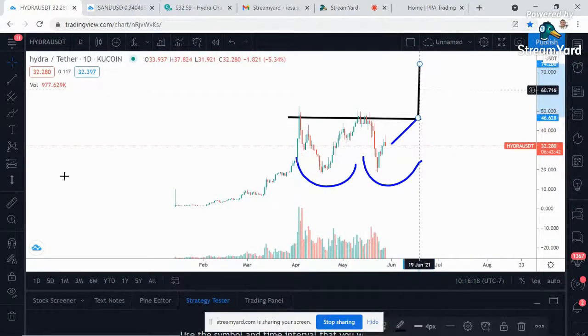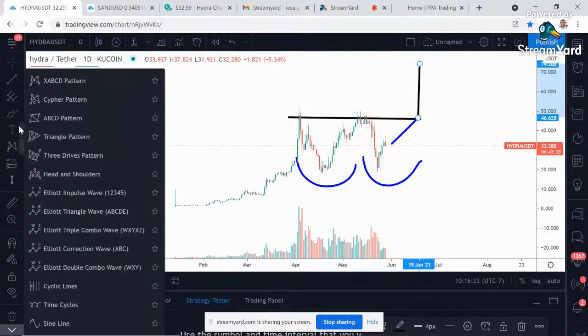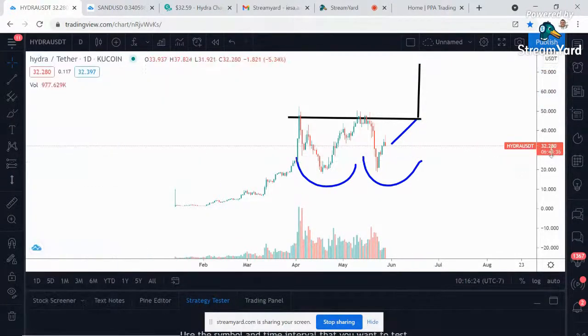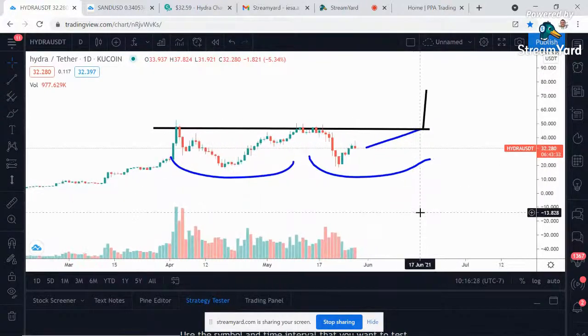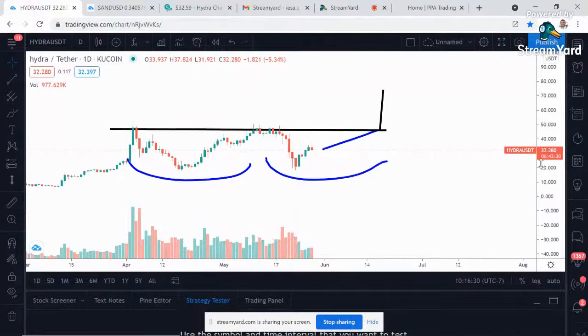Nice. So if the double bottom forms, let's show the viewers what we are looking at to trade. Where would our entry point be? Where would our stop be, and where would our targets be? I think everybody wants to know about that.